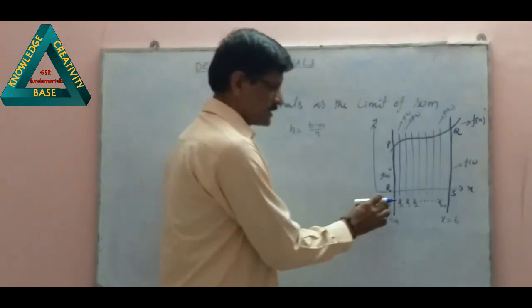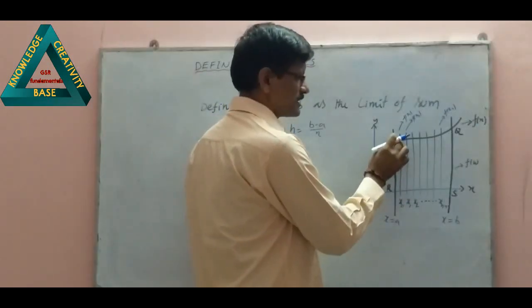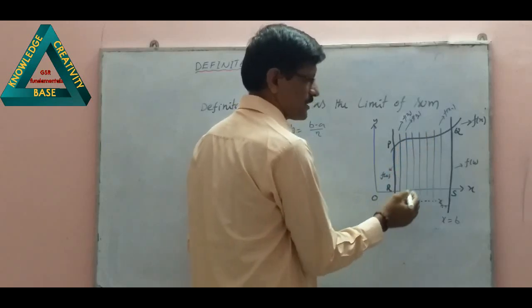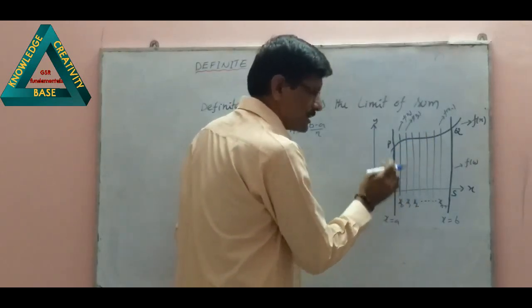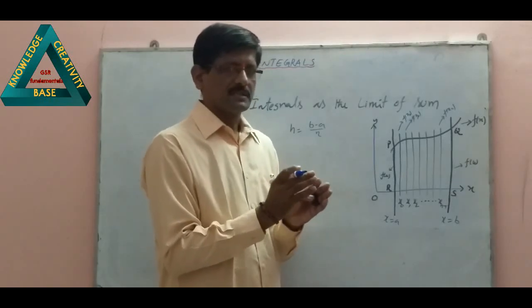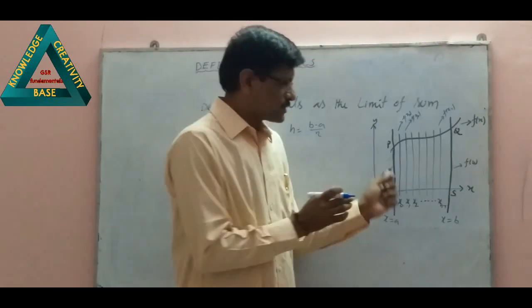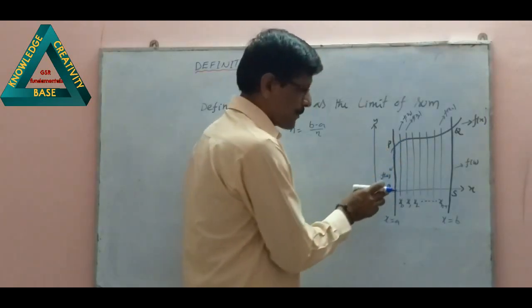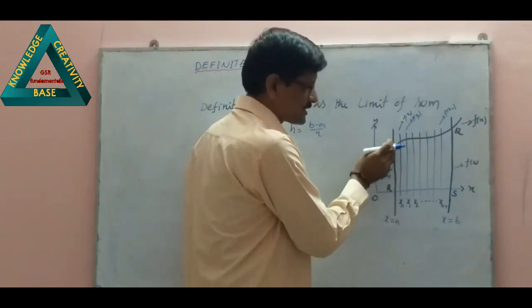Okay, this is x naught. The value here is f of x naught. This is f of x1, f of x2. So this region can be divided into n equal parts, and each part approximately represents a rectangle.